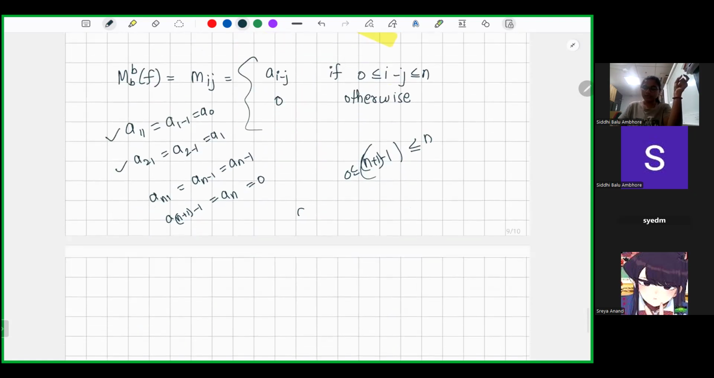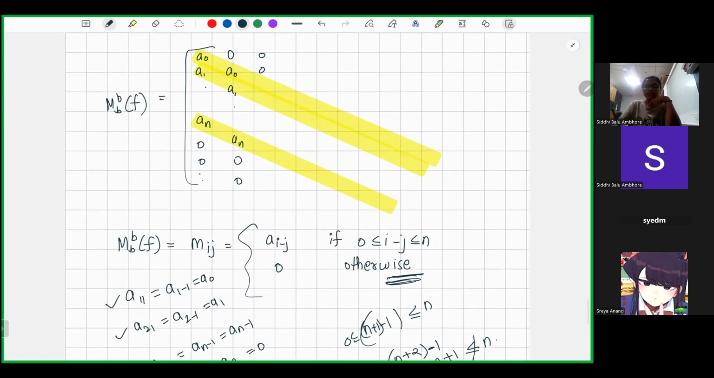And now for the next one, a_{n+2,1}, so n plus 2 minus 1 is n plus 1, which is not less than n, so it becomes 0. So it gets into this otherwise condition. So it properly captures all the conditions where it happens.